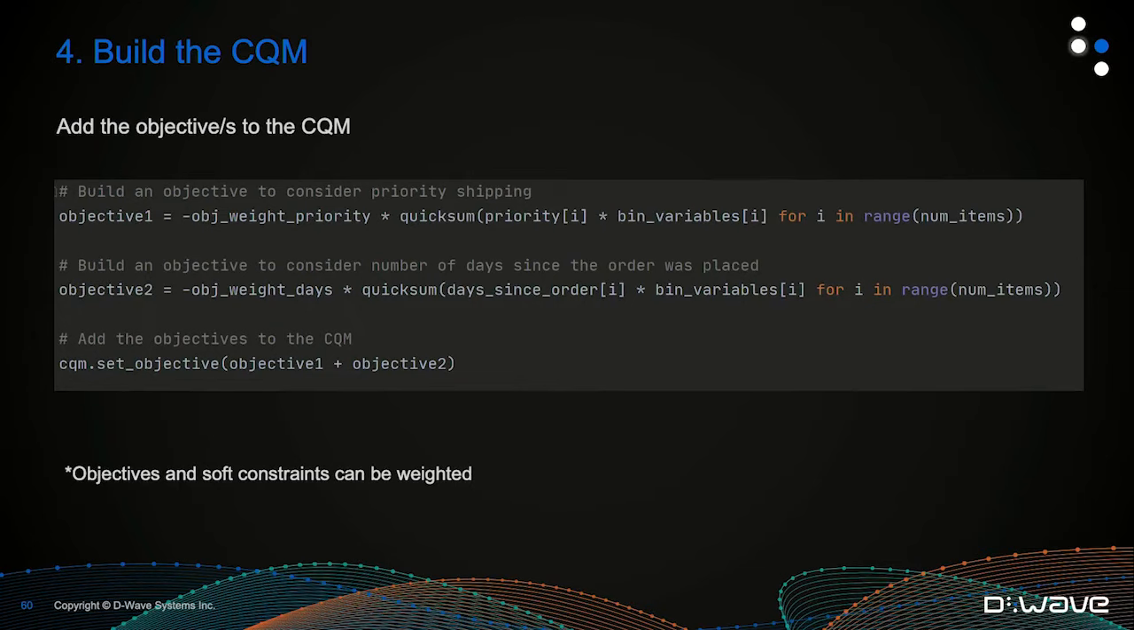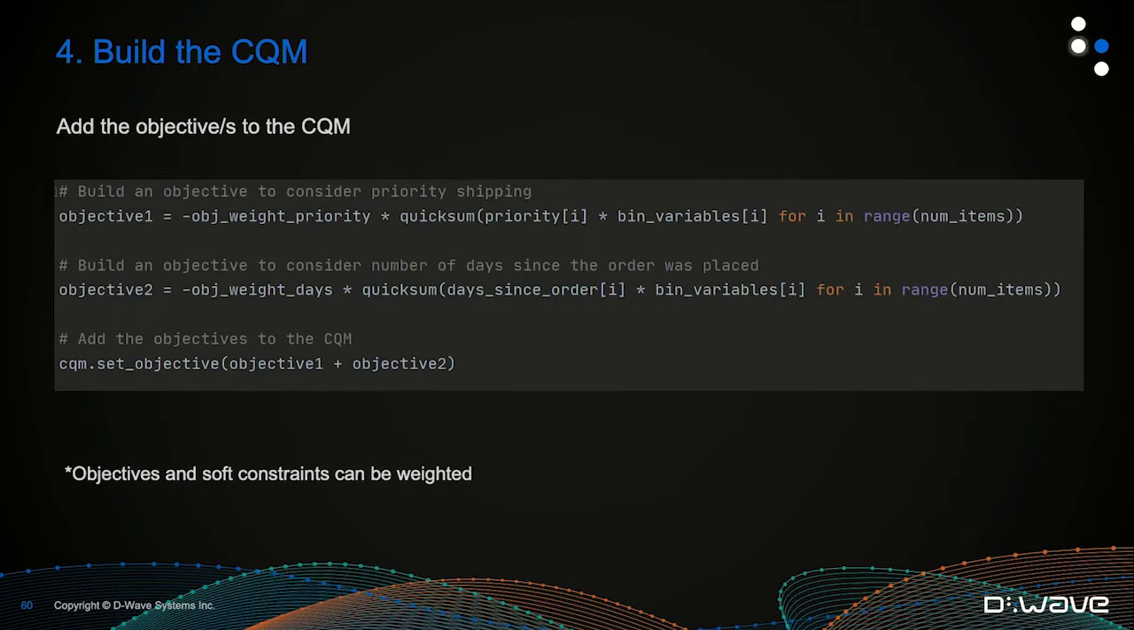Next, we can add the objectives to the CQM. So the first objective is shown here. This is the priority shipping objective. Victoria mentioned in her tutorial that we can add weights to objectives. And so I'm just showing that here for illustrative purposes. The objective weight priority is the weight that we could set on this objective if we wanted to. And then we're multiplying it by the objective itself. So summing up the priority of each package times the binary variable for each package for all items that we're considering.